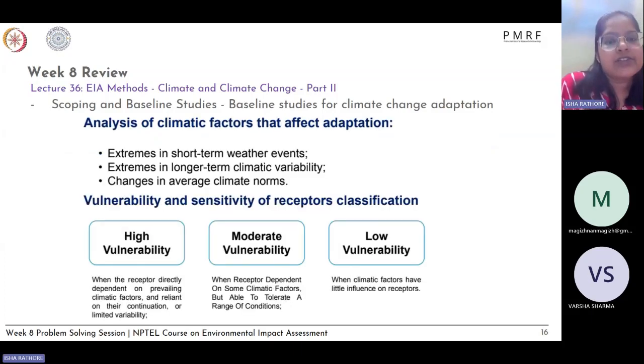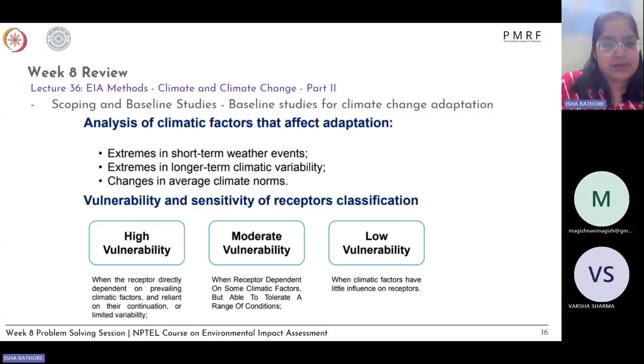Also, the analysis of climatic factors that can affect adaptation can be done in three ways. First, extremes in short-term weather events. A short-term weather event could be like a heat wave or a cold wave. So that's a short-term extreme event. Whereas extremes in long-term climate variability can be a larger changing of temperature ranges and changes in the average climate norms.